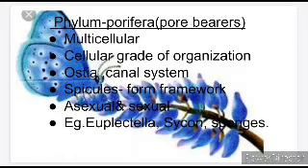The first phylum is Porifera, otherwise pore bearers. Porifera means pore bearers. How is the body organized? The cellular grade of organization. That means the starting of the cell, the initial stage of the cell. That is the cellular grade of organization.